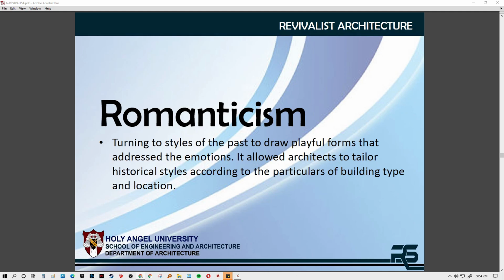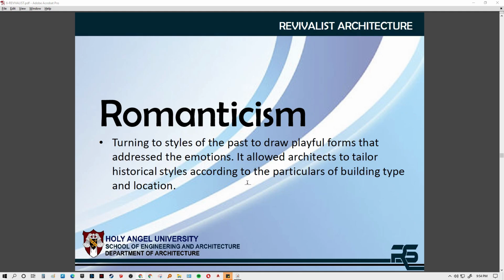Then next one we have Romanticism. It is the turning of styles of the past to draw playful forms that address emotions. From the term romance or romanza, not the Roman romance. It allowed architects to tailor historical styles according to particulars of building types and locations. So mostly revolving around medieval style of architecture, not on the classical ones.